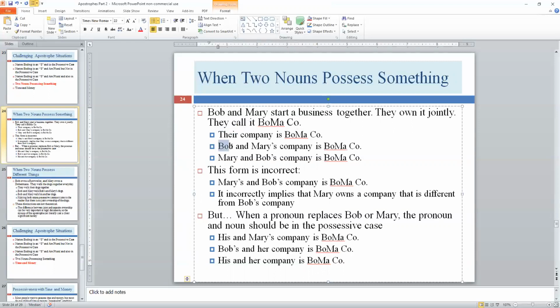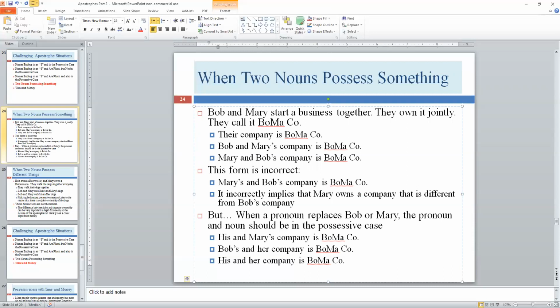Here, the way we do this is, since they're a unit for the purposes of this, we say Bob and Mary's company is Bo-Ma company. So when we're putting the apostrophe S here, we're putting the apostrophe S in some sense around this whole expression. We don't put it in parentheses, but that's the idea. We're making the whole expression Bob and Mary be in the possessive form.